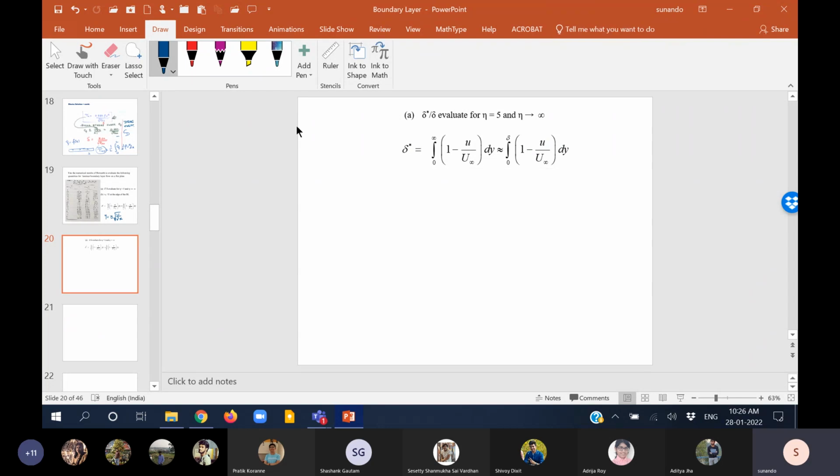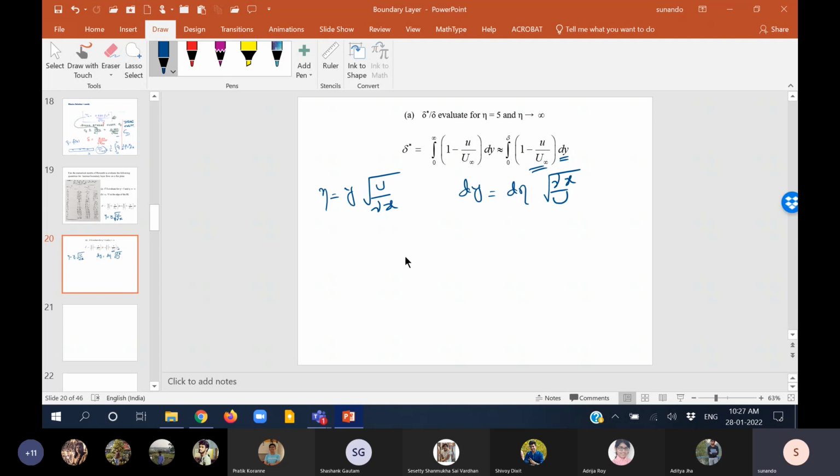So let me start with this then. As I mentioned, eta is related to y and x in this form. So what you get then is I need to change this dy and this u by u infinity into quantities which are shown in the table. So of course dy is simply going to be equal to d eta root over mu x by u.